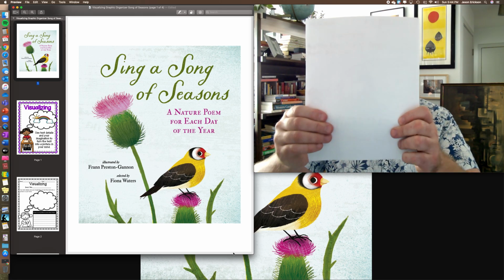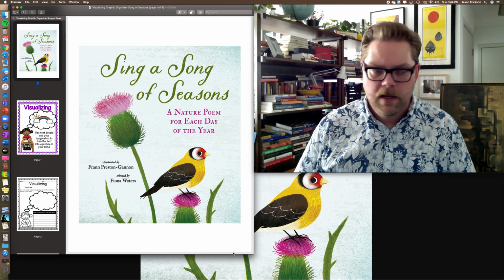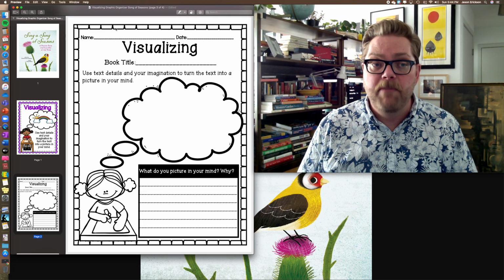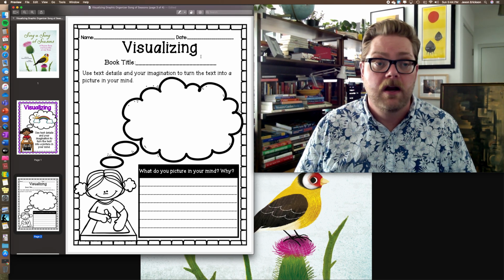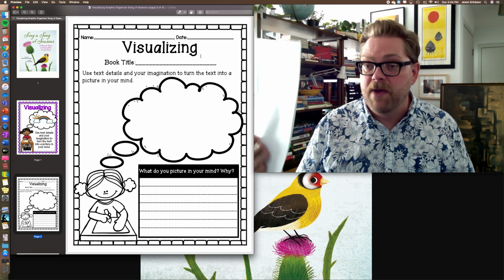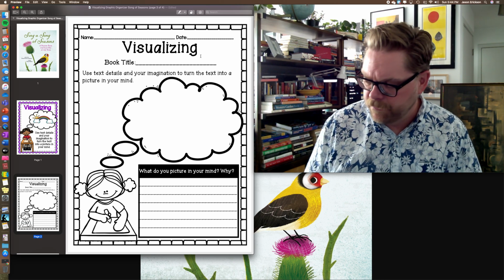So you've got your blank piece of paper. You have some writing utensils. And what we're going to do is we're going to draw kind of a picture of our visualizing graphic organizer on a blank piece of paper. So if you have a blank piece of white paper, you could do it in your notebook, in your journal book, anything you want. All right.